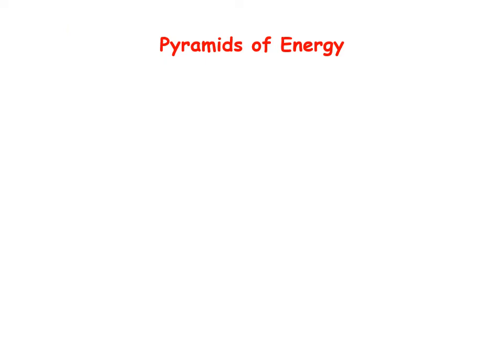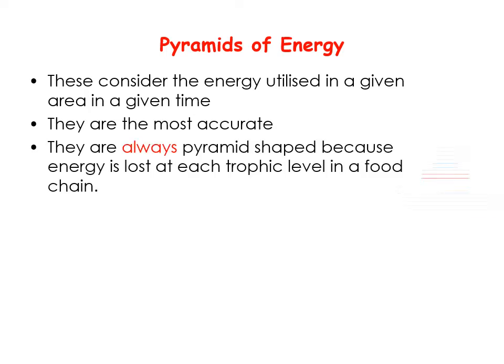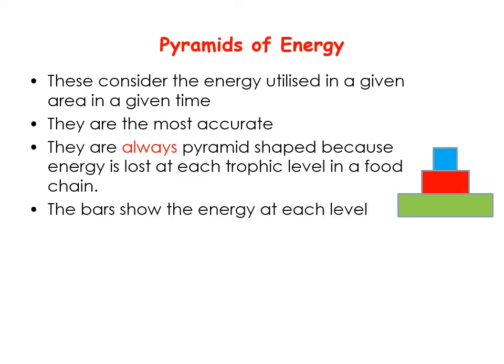Okay. So the final way you would have been presented this data at GCSE, and actually looking at the exam questions more commonly now, was as a pyramid of energy. So these consider the energy utilised in a given area at a given time. They're the most accurate way to depict energy transfer because we are depicting the amount of energy in each trophic level. So they're absolutely always going to be pyramid shaped because energy is lost at each trophic level in a food chain, so lost to the environment.